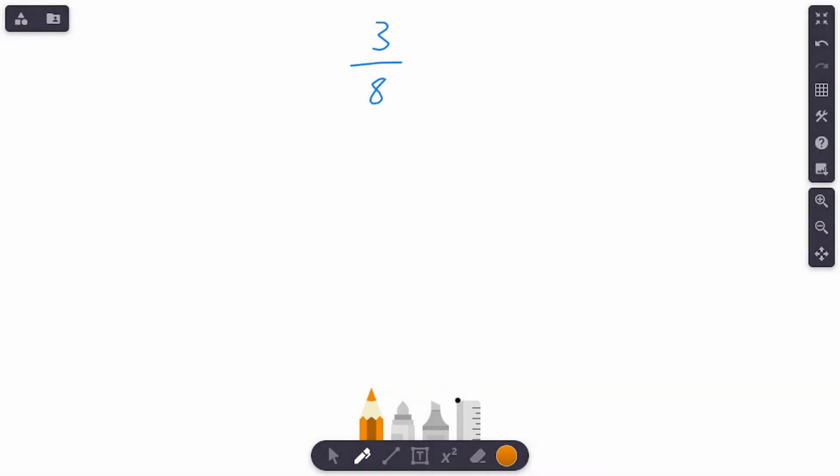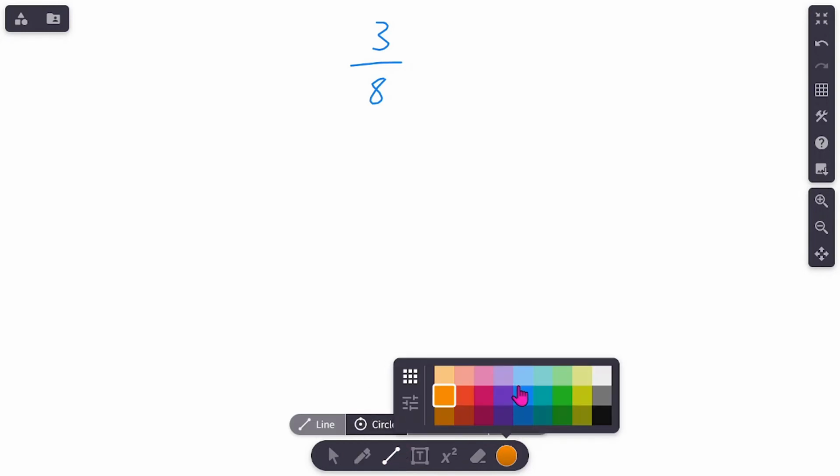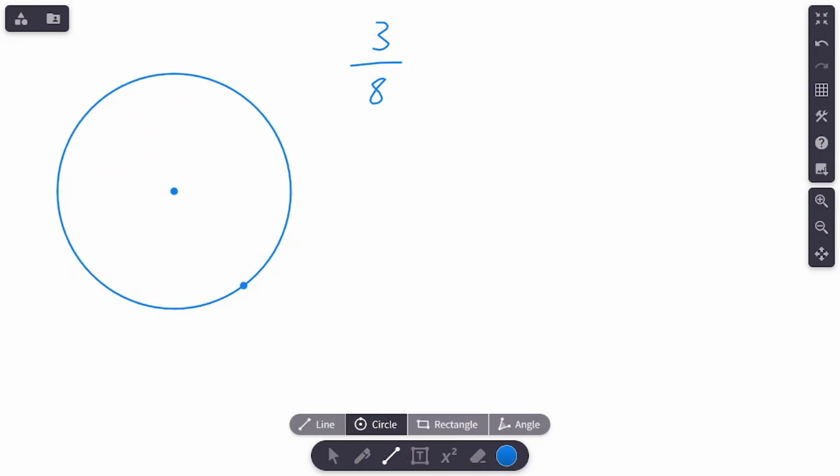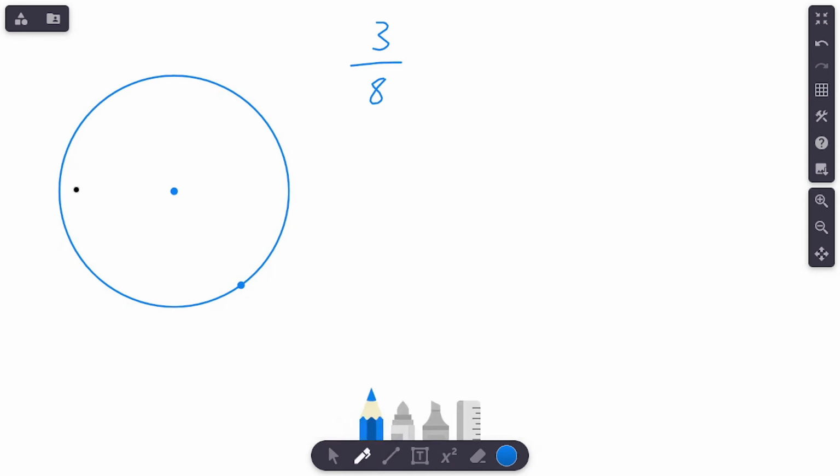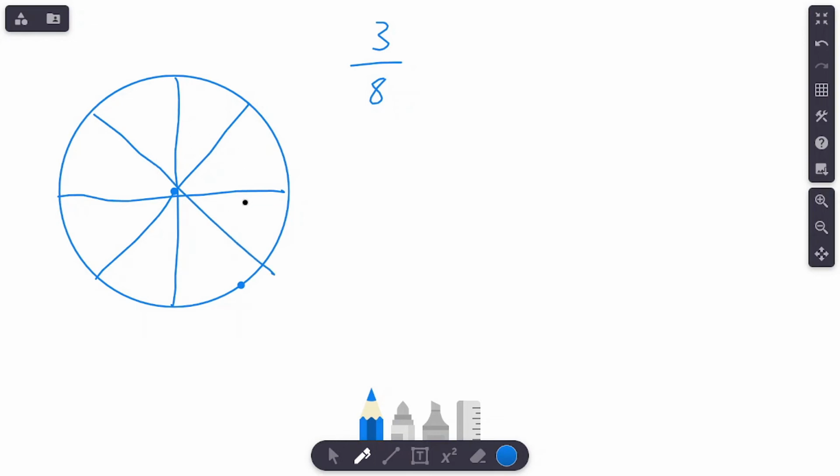So now we've got 3/8, and I'm going to draw a model for 3/8. I'm going to try a circle this time. So here is my model. Need to break it into 8 equal size pieces, and we're going to color in 3 of those. So give me a second. 1, 2, 3, 4, 5, 6, 7, 8. There we go. All right, coloring in 3 out of the 8.